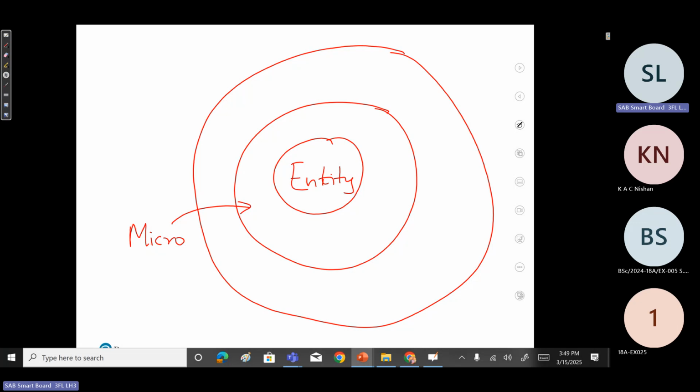Like what? What are the macro environment analysis tools? What did I tell you? Pestle analysis. And also I told you another powerful tool to analyze the macro environment. What's that? Very good. What's the most correct one? Porter's 5 forces model. Using Porter's 5 forces model, what do we analyze?